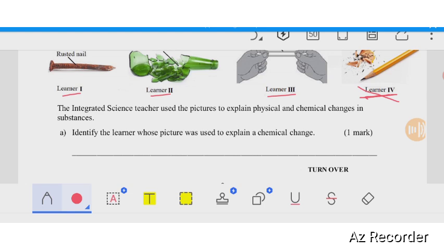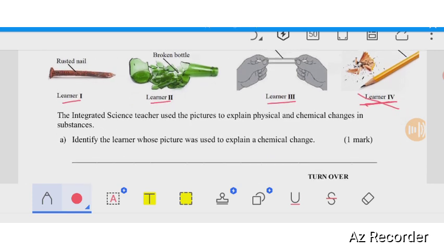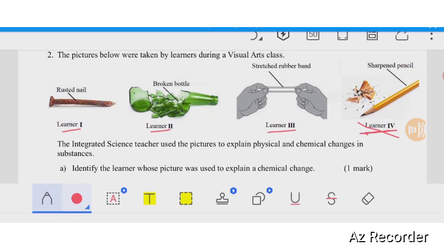The integrated science teacher used the pictures to explain physical and chemical changes in substances. Identify the learner whose picture was used to show a chemical change. A chemical change in most cases is irreversible. You cannot reverse it, and a new substance is formed. So when we start with the rusted nail, a new substance has been formed, because the nail was a clean one, but it has finally rusted and a new substance is formed.